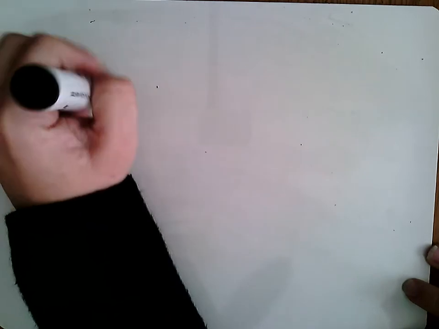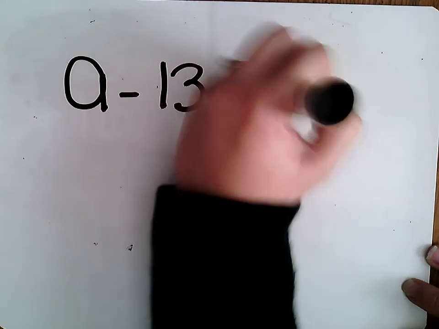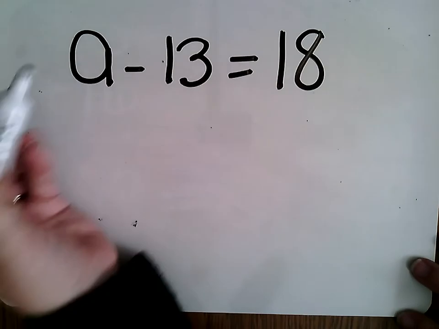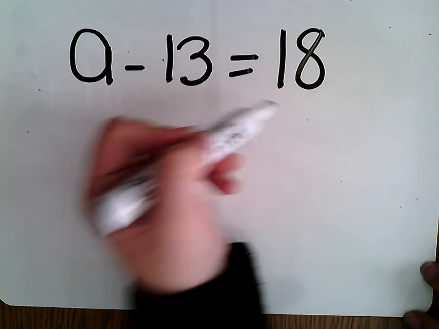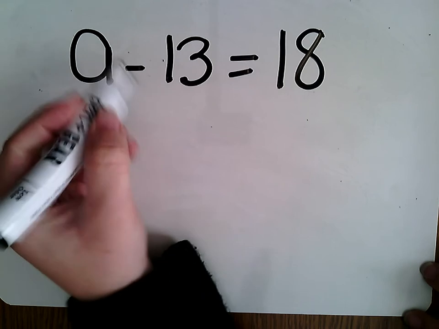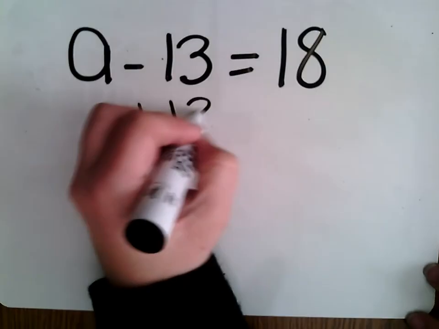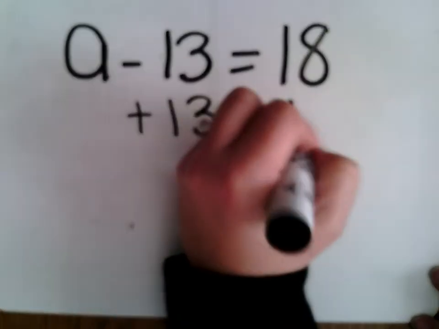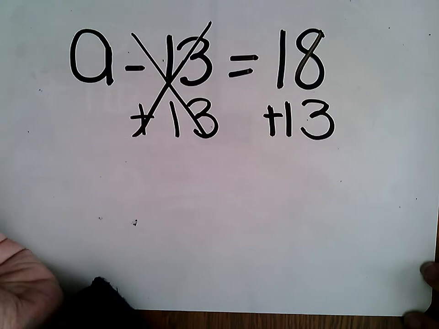Let's look at number 3. A take away 13 equals 18. So something take away 13 leaves 18 left over. I want to get the variable by itself on one side of the equal sign, so I'm going to do the opposite. I'm going to add 13. These cancel each other out.